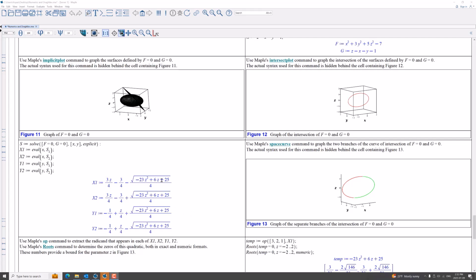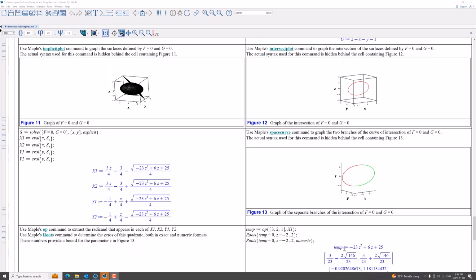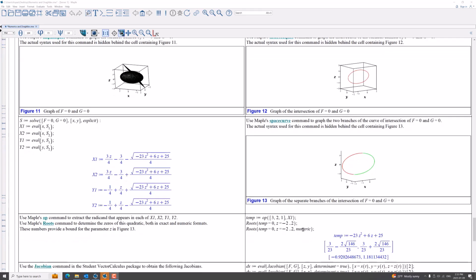How can I grab this? I could copy and paste it. But if you use Maple's op command, meaning operands, it will go in here and tear apart this expression and find little bits and pieces called the operands until it gets down to this expression, which is what I'm looking for. Then I want to get its zeros, and there are two of them, so the roots command is most convenient. Here are the two roots, and here they are as floats. So I put numeric here, and I get it as floats. So I have a rough idea of where this ellipse lies.